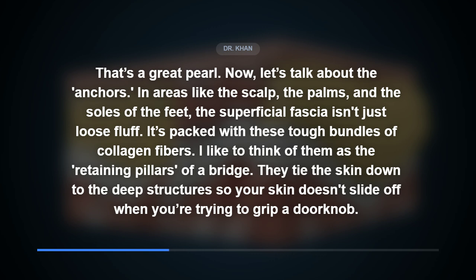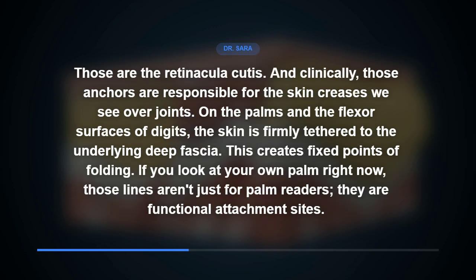That's a great pearl. Now, let's talk about the anchors. In areas like the scalp, the palms, and the soles of the feet, the superficial fascia isn't just loose fluff. It's packed with these tough bundles of collagen fibers. I like to think of them as the retaining pillars of a bridge. They tie the skin down to the deep structures so your skin doesn't slide off when you're trying to grip a doorknob. Those are the retinacula cutis.